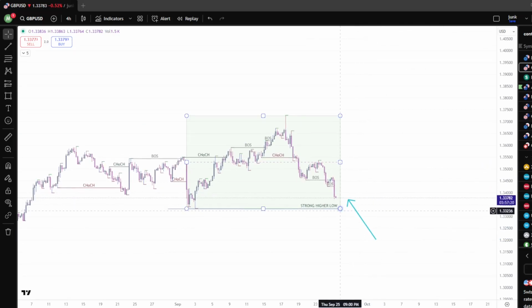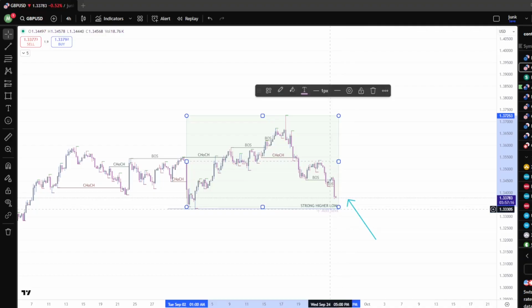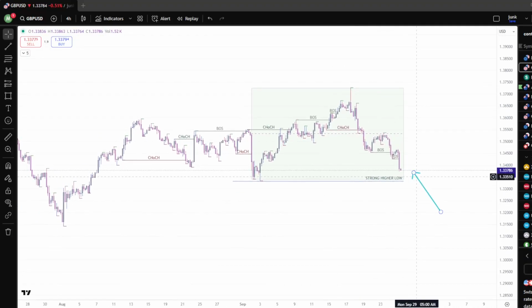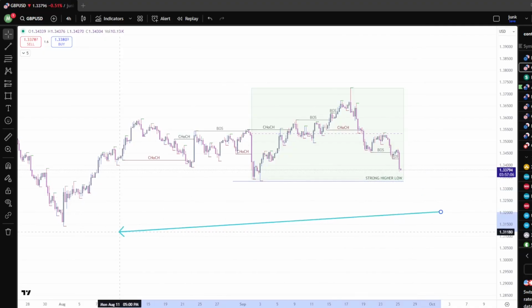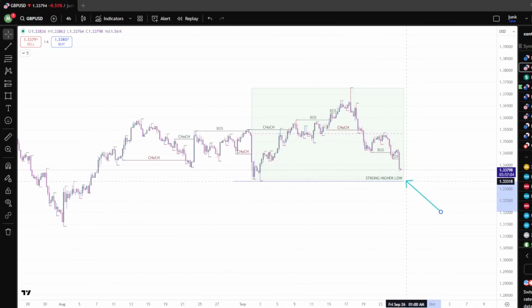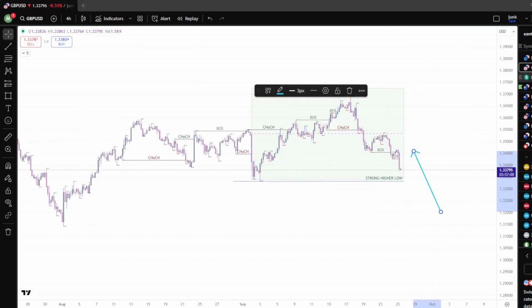If it does break past this lower high, I mean, it's strong. Yeah, this higher low. This is a higher low from these lows. I'll be looking to see if it can retrace back and start targeting the lows of this overall structure. Well, that depends on how strong the dollar is maintaining.